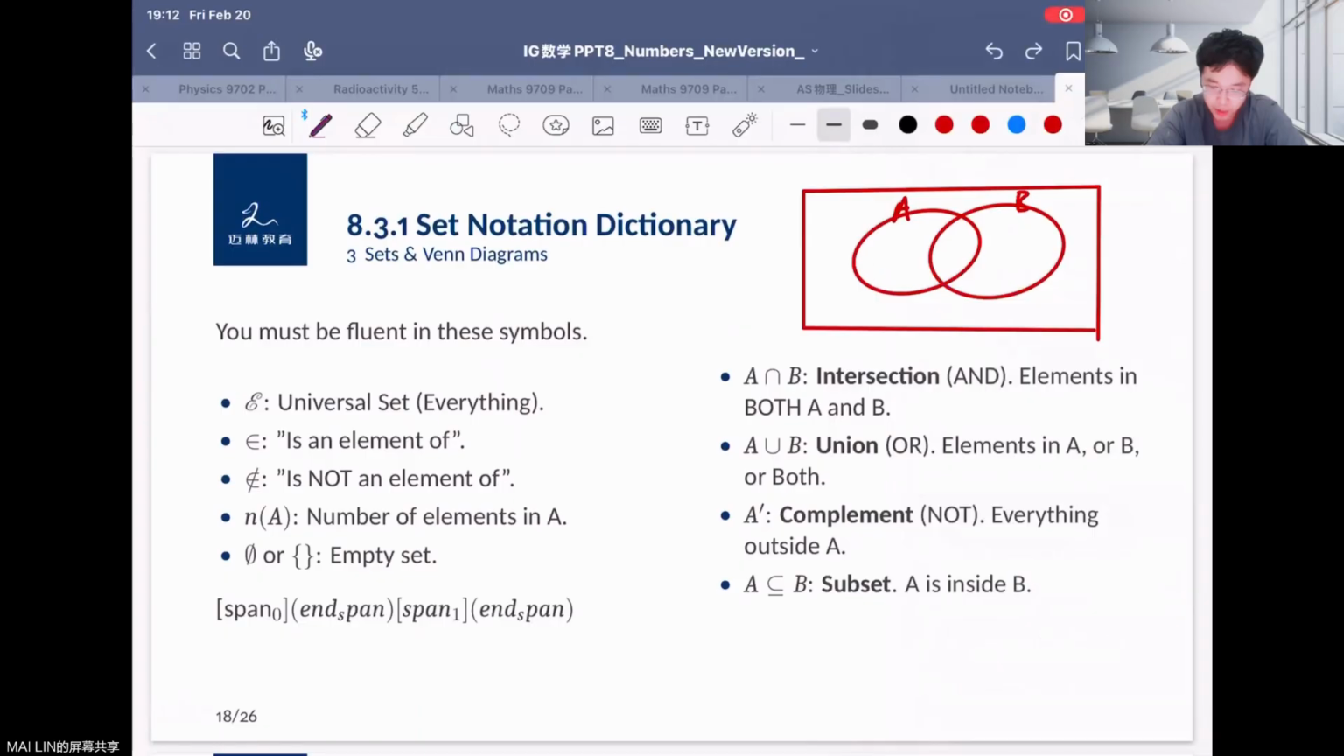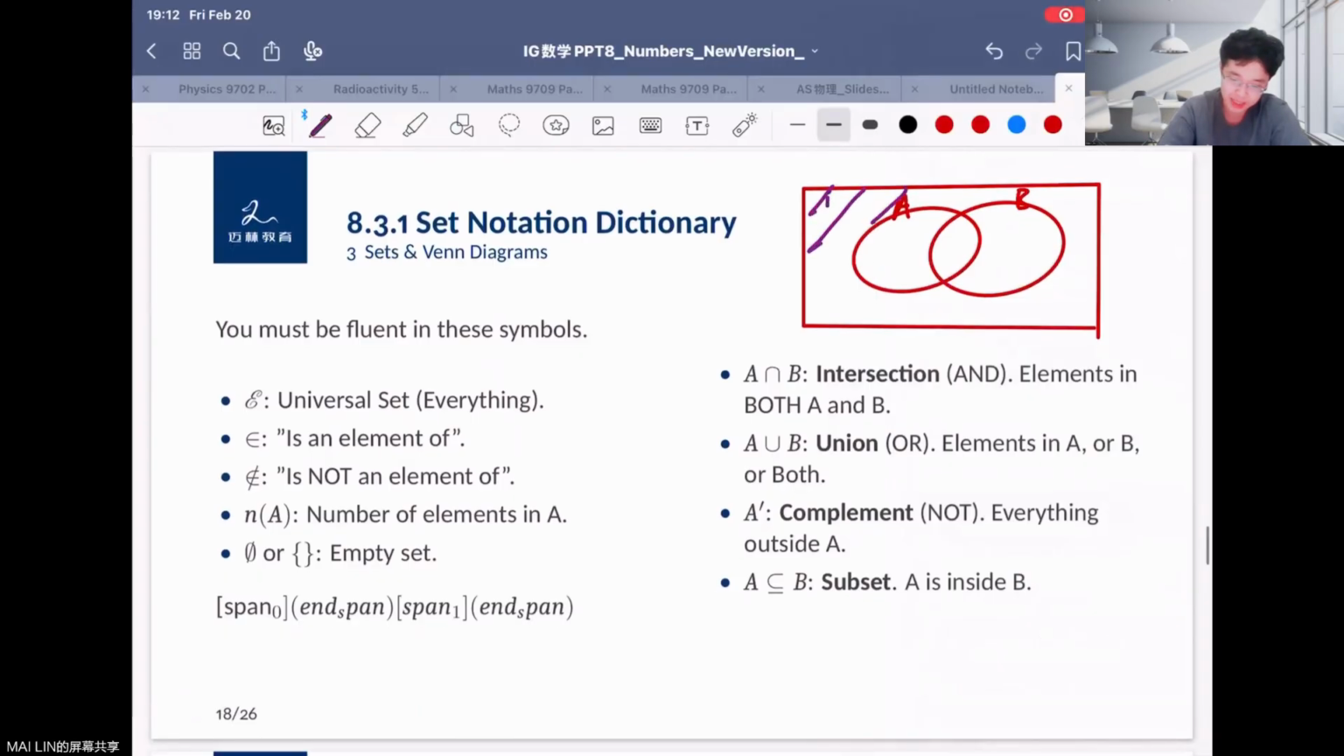The complement of A means everything in the total set except for A, like this. You can find the purple shaded area is the complement of A. Okay, and for the subset, maybe A is inside B. We can say it looks like this. Maybe here is the total set A and here is set B. Oh sorry, I drew the wrong circle. Okay, here is A and here is B. So A is inside of B.